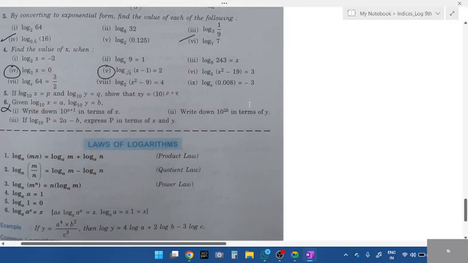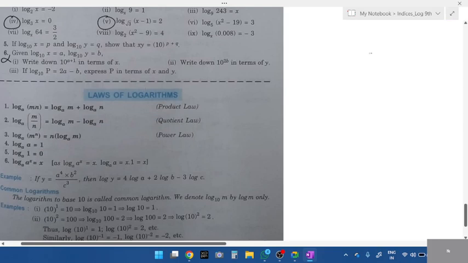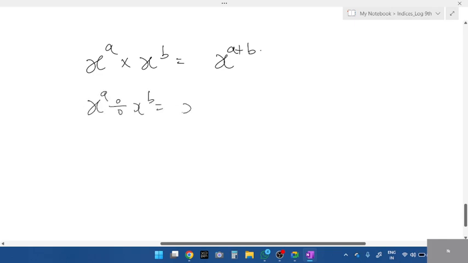Next, second exercise. We'll start the second. Laws of logarithm. Before this, once again, exponent laws. X to the power of A into X to the power of B. If the base is same and multiplication, which law do we apply, student? What law? What's the answer? Okay, if it is division, very good.